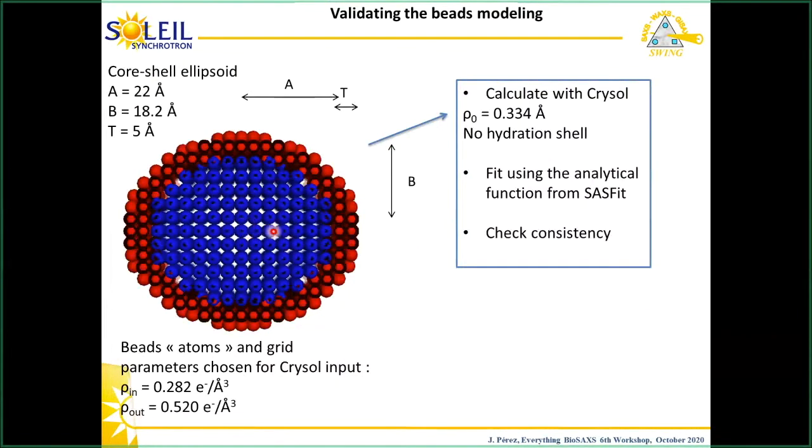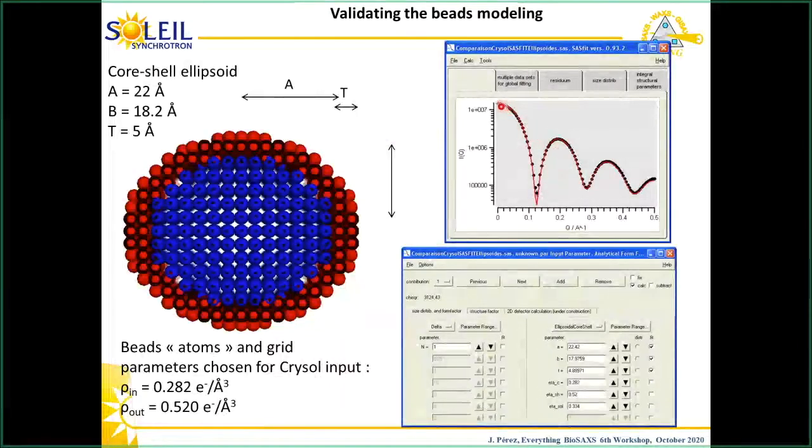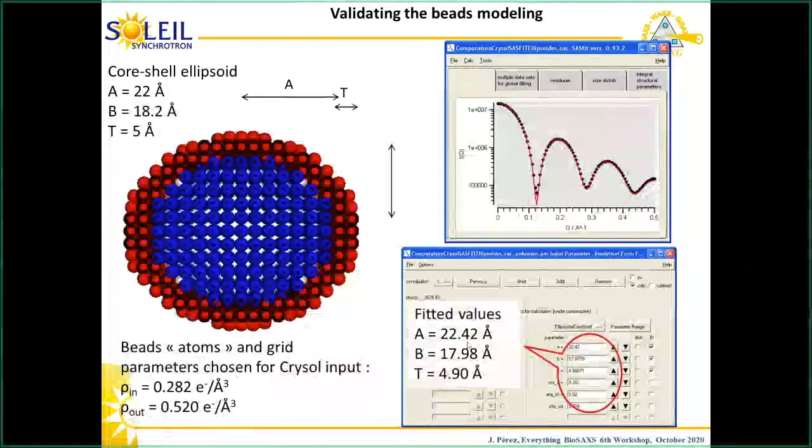So we constructed this PDB file with these beads here. We calculated the curve using Crysol, and we tried to fit it using the analytical function with the program SAXSFit. And this is what we got. The dots represent the curve from the PDB file, and the red line is the fit from SAXSFit. And the fit gave the following parameters, which are very close to the initial parameters that we put there.